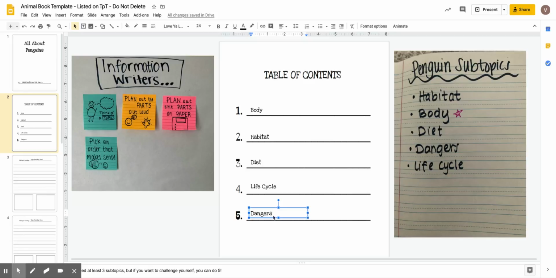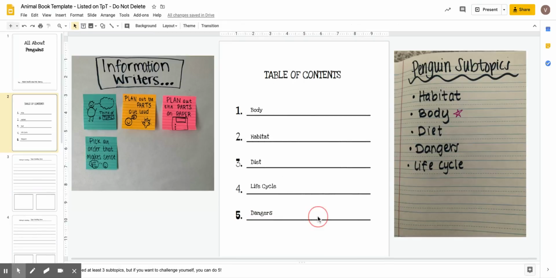So you should be doing that thinking that I just did as you go through and make your table of contents too. Really think about what makes sense to put first, second, third, fourth, and fifth. Now remember, you only have to have 3 subtopics, but we're challenging you to come up with more. We did 5. You can stop at 3, but if you have more information, then definitely do more, because you'll give your readers more things to learn about.